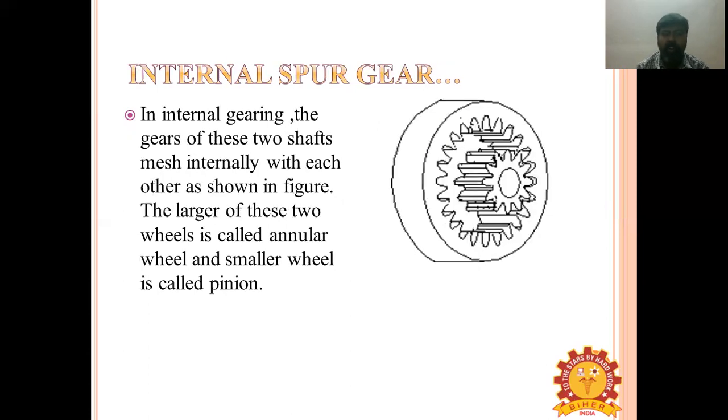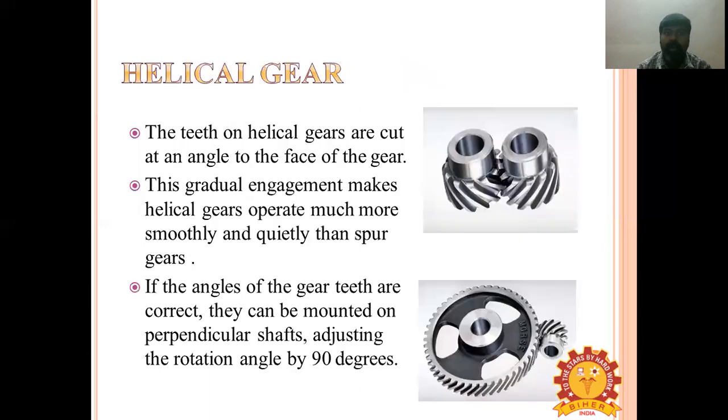Then similarly for the internal spur gear. Internal spur gear means the teeth are arranged internally. The larger of these two wheels is called the annular wheel, and the smaller wheel is called a pinion. So these are called spur gears.